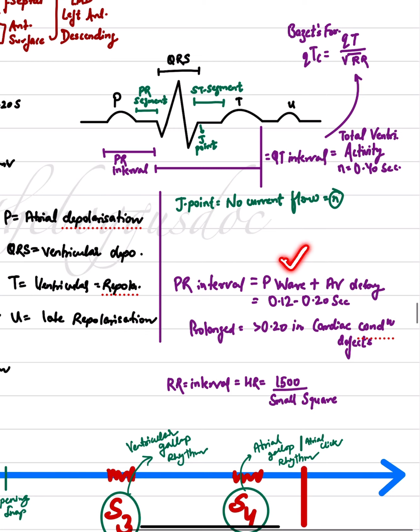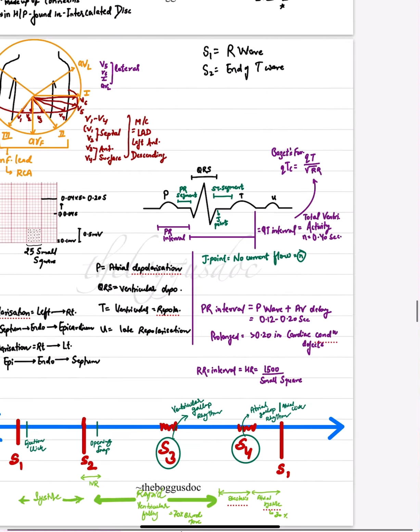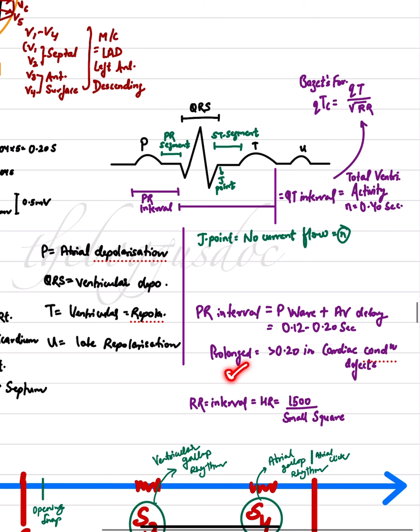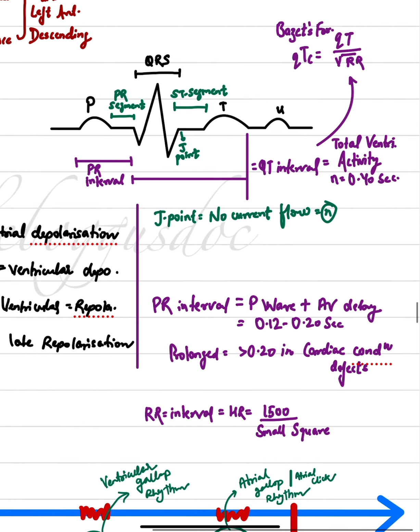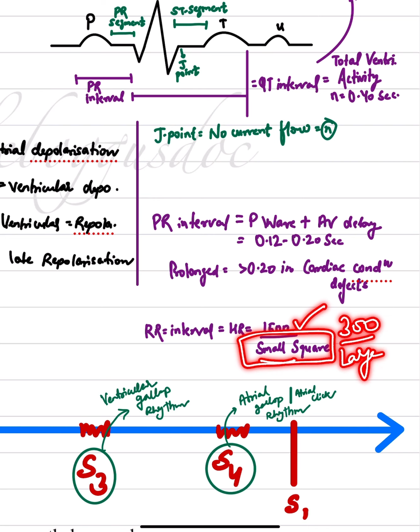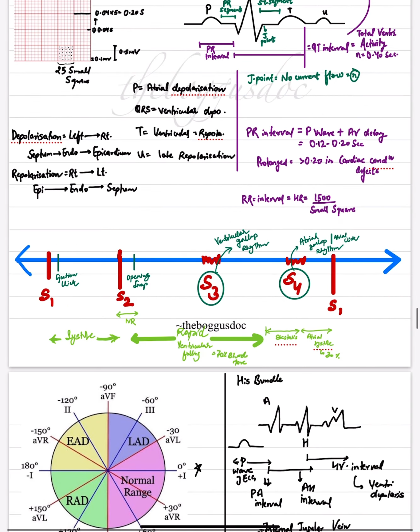The PR interval is the P wave plus the AV delay. The total is 0.20 second, almost 5 small squares. A prolonged PR interval, more than 0.20 second, is seen in cardiac conduction defects. The RR interval gives the heart rate. We take 1500 divided by the number of small squares, or 300 divided by the number of large squares.